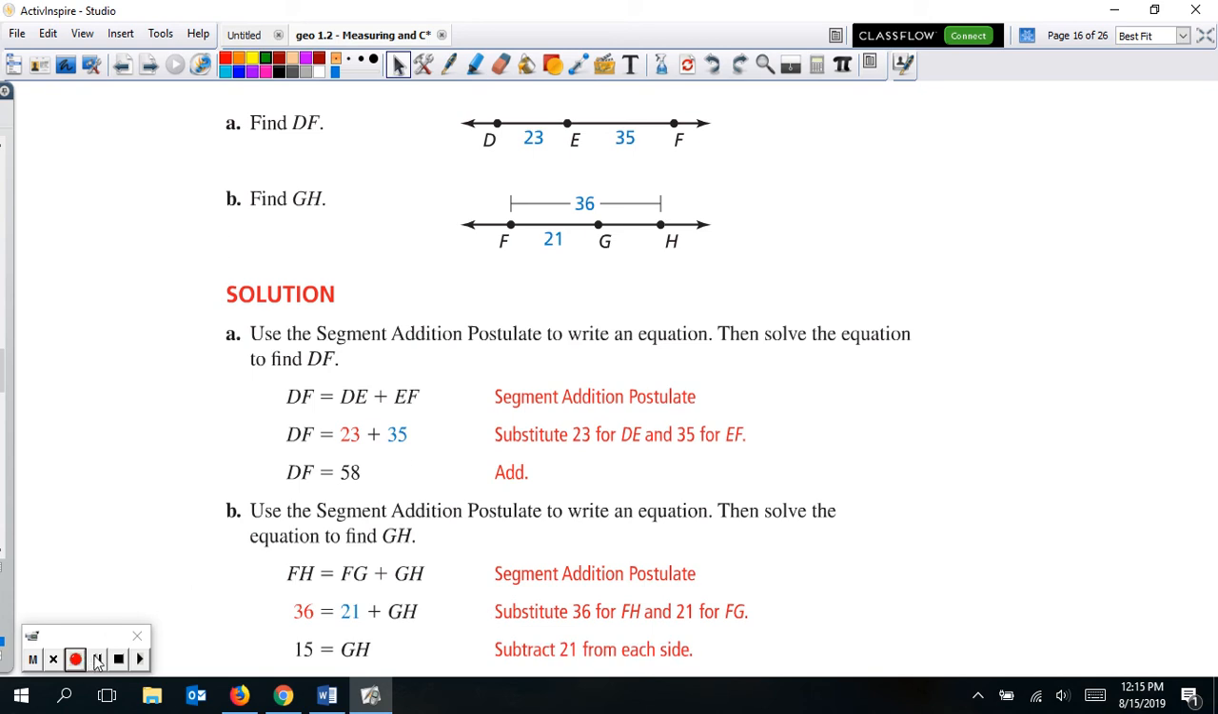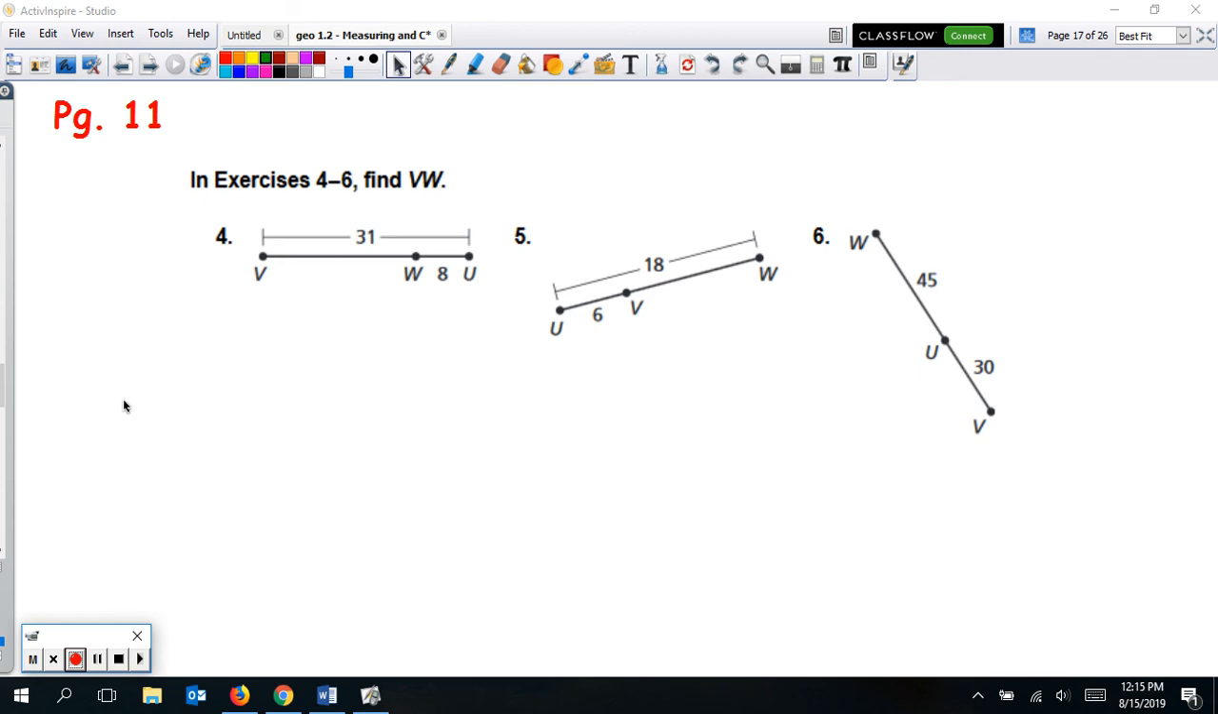All right, let's go ahead and try a couple. Okay, so back on our extra practice page 11:4 to 6 just says find VW. Find the segment VW. And it's not always going to be in the same place. VW on this one is this part here, and this time VW is the entire thing. So go ahead and pause the video and do 4, 5, and 6. Use the segment addition postulate to help you find out what is VW. What's the number for VW? Go ahead and pause it, and let's check our answers after that.